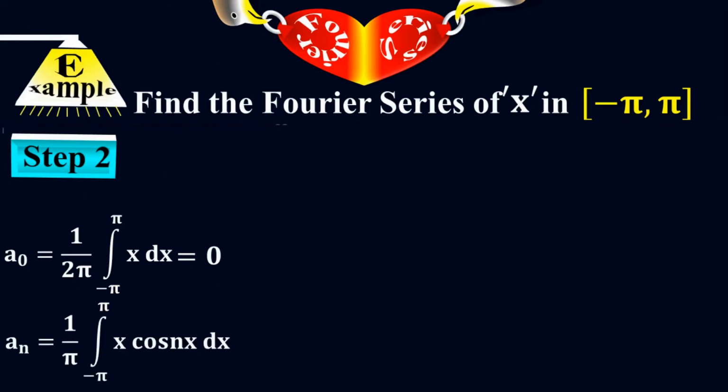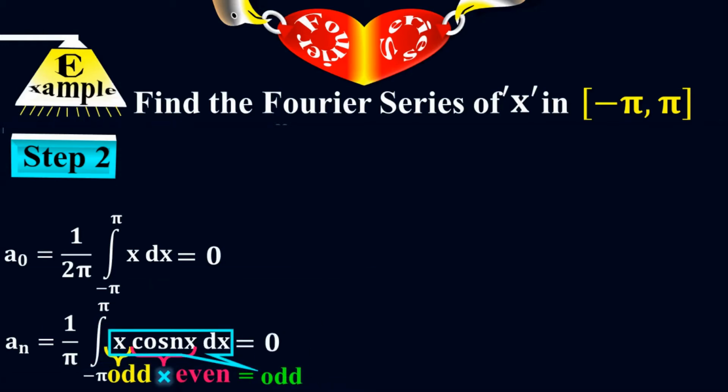Now a sub n, which equals 1 over pi times the integral of x times cos nx dx. The given function f of x equals x, which is an odd function. Cos nx is an even function. So odd function times even function equals an odd function, which means that this whole thing is odd. Therefore it equals 0, because according to the Fourier series, if the function is odd, it equals 0.